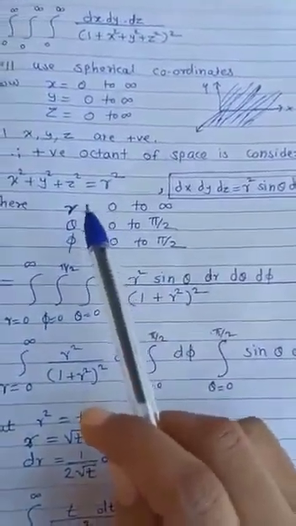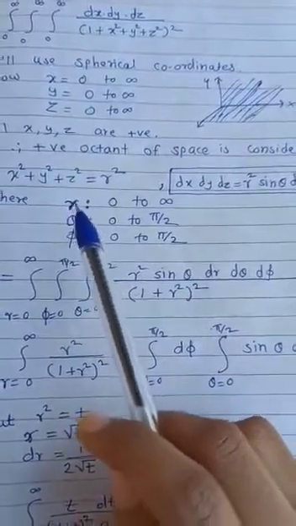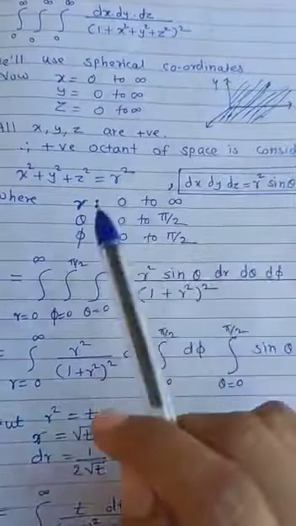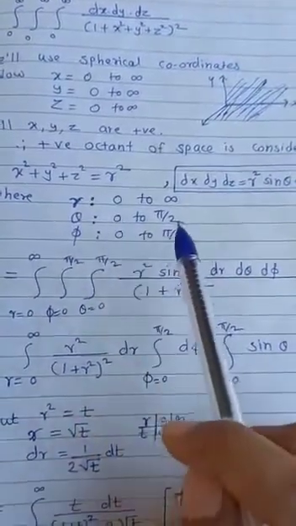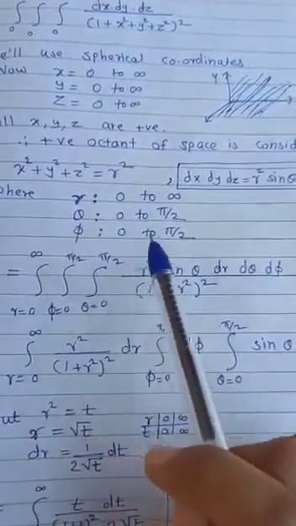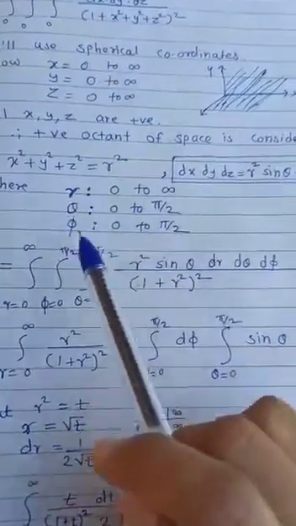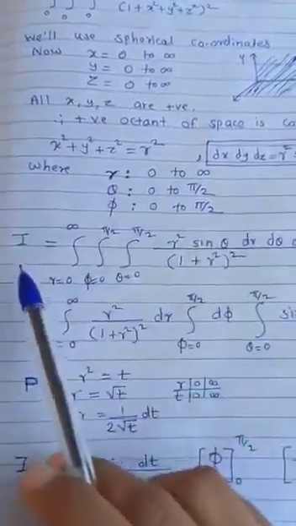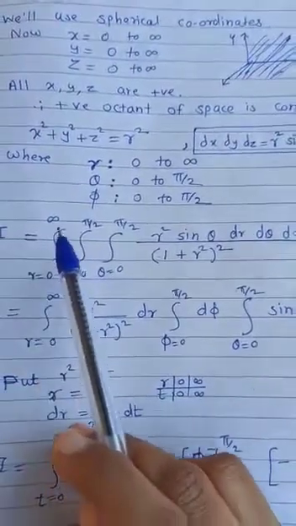Now let's check the r limits, theta and phi limits. The r limits are from 0 to infinity because the radius is from 0 to infinity. Then theta will be 0 to pi by 2 and phi will be from 0 to pi by 2. Since the positive octant is considered, the theta and phi limits will be from 0 to pi by 2. Now the given integration will reduce to a triple integration.